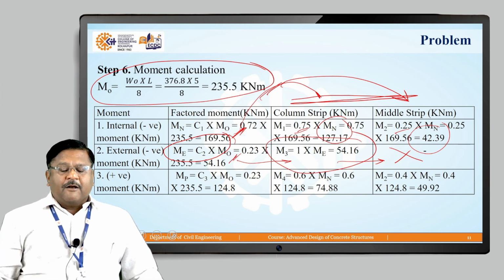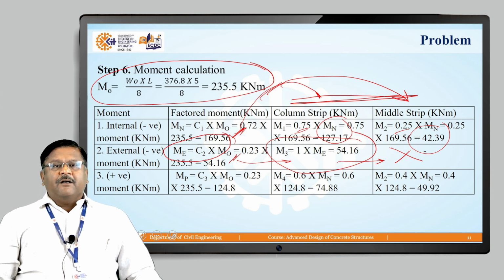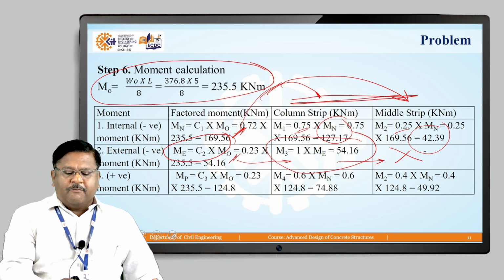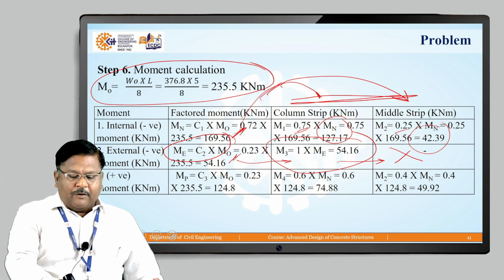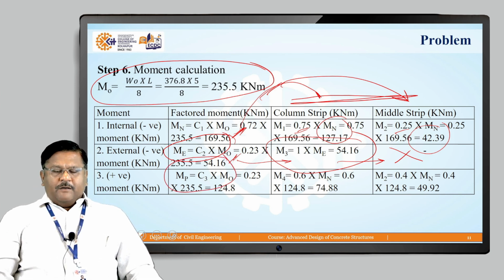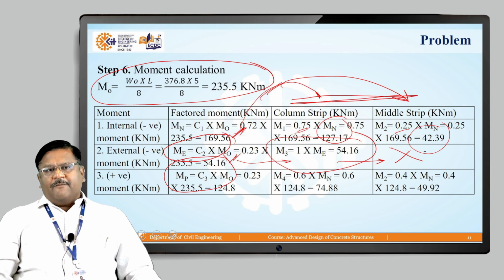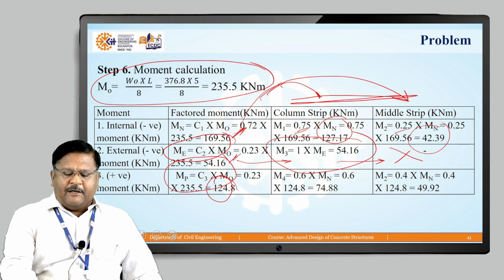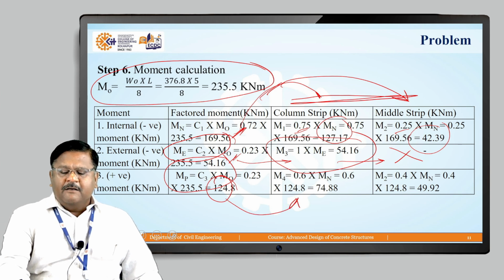Last thing is calculate the positive moment which is acting on the column strip and middle strip. So first of all, calculate the factored moment. Positive moment is equal to C3, that is coefficient of positive moment, multiplied by total moment. So coefficient of positive moment is again 0.23 multiplied by 235.5. What we get? We get 124.8 kilonewton meter. This 124.8 is again distributed into column strip as well as in the middle strip.